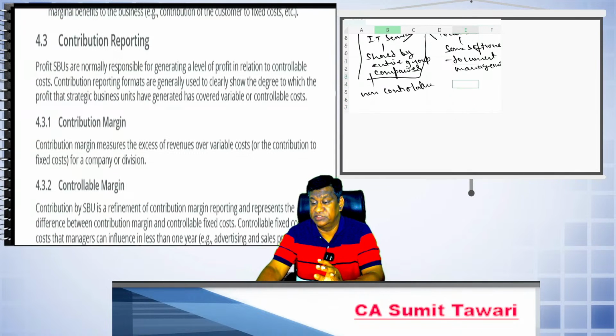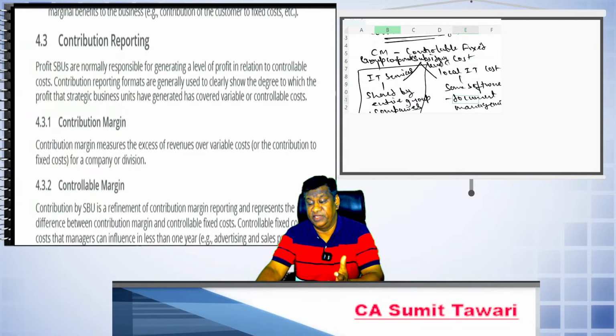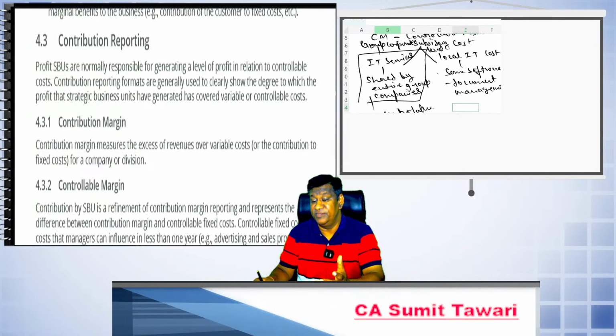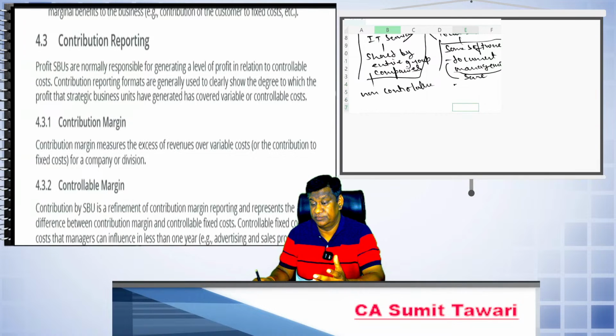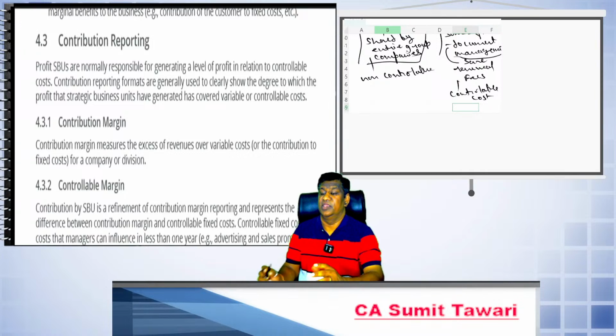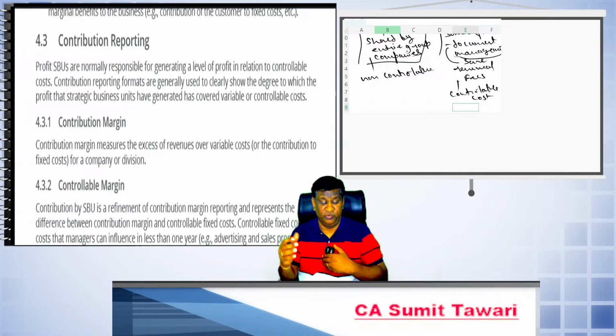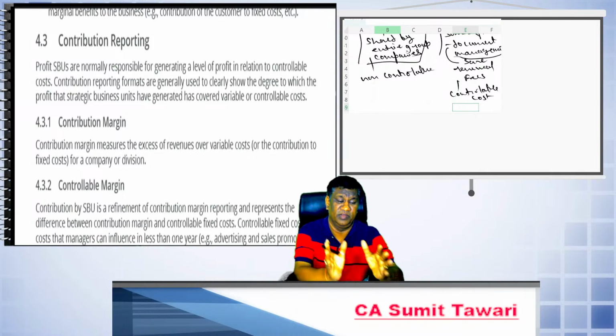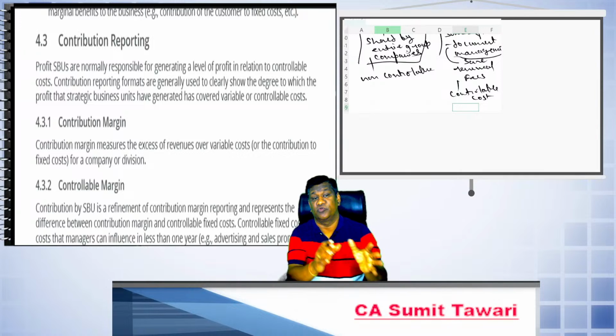Local cost is where the decision is taken by the local managing director or the local CEO, and he may decide some software we should not use, so we can save some renewal fees. So these are basically the controllable costs. Whenever you are evaluating your performance or preparing a budget, you need to always evaluate which costs are not controllable and which costs you can control.